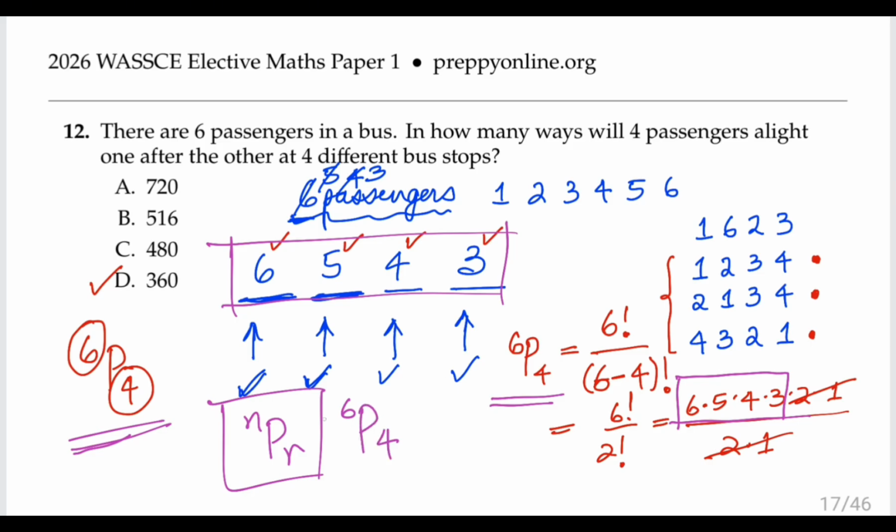But then it's more important to understand what the 6P4 really means, and that is the reasoning we went through. You start with a certain number, and at the first stop any of those people can get down. So those are the number of possibilities. And then once one of them gets down, when you go to the next stop, you no longer have the initial number you started with. You have one less than that. Any of those can also get down, and so on and so forth until you get to the last stop. And then you multiply the number of possibilities together.